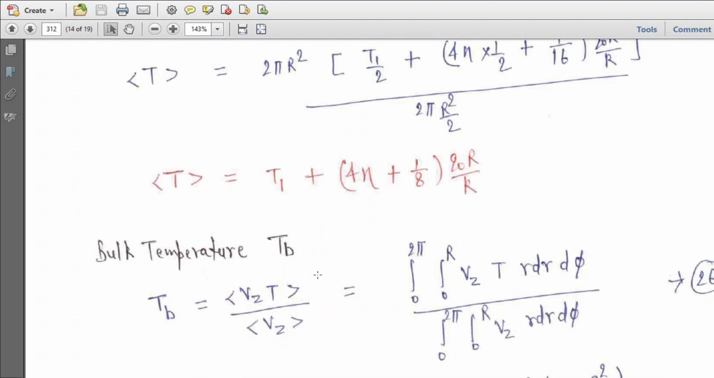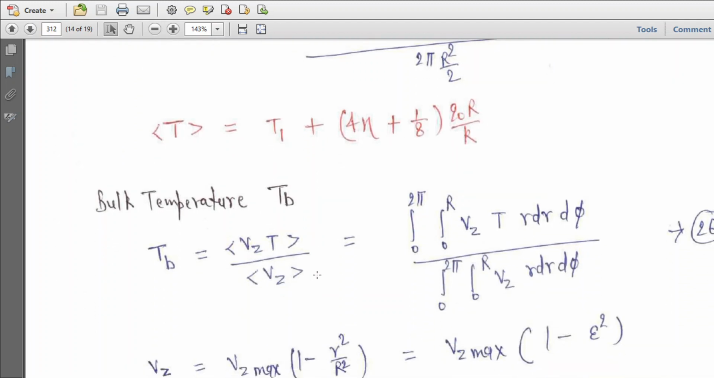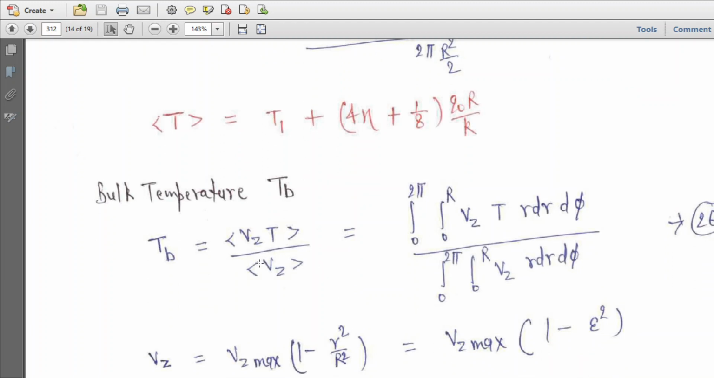Now the bulk temperature TB is calculated by this velocity into T average, and then divided by the average velocity. This is called the bulk temperature. So in that case you are getting Vz T R into d phi divided by the volumetric flow rate.